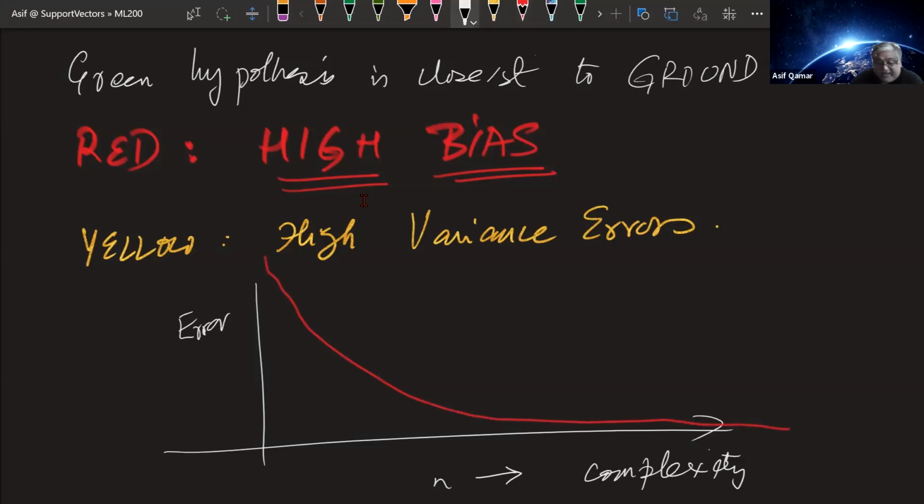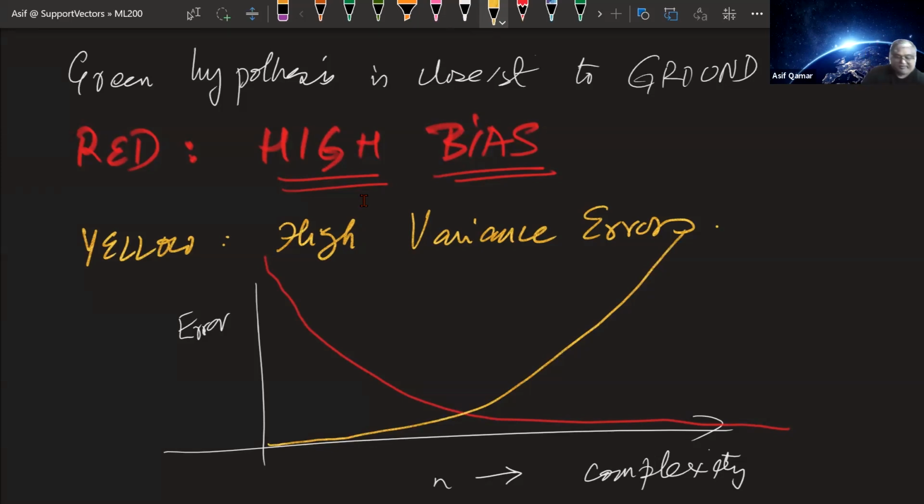What about the variance errors? As you increase the degree of complexity of a model, what happens? Variance errors increase. Increases. Okay. So we say yellow, compared to the ground truth, after a certain while, this error will start going down.